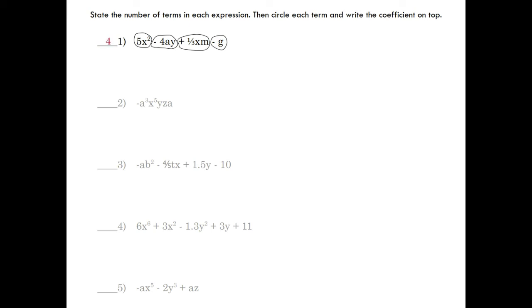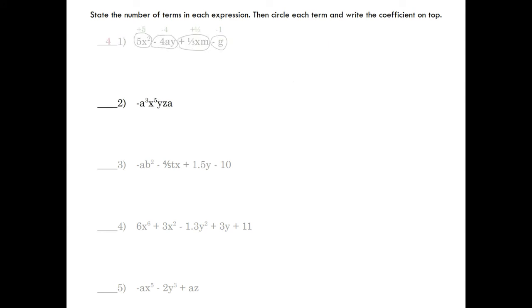Now you're going to write the coefficient on top of each term. So the coefficient in front of the first term is a 5, right? Because that's the number in front of the first term. The second term, the coefficient is a number in front of that term, which is a negative 4. So negative 4 is your coefficient for the second one. The third one has a number in front, which is a positive 1/3. So that's your third coefficient. And the last coefficient is negative 1 because it says negative g. So therefore, it's negative 1. And that is the answer for number 1.